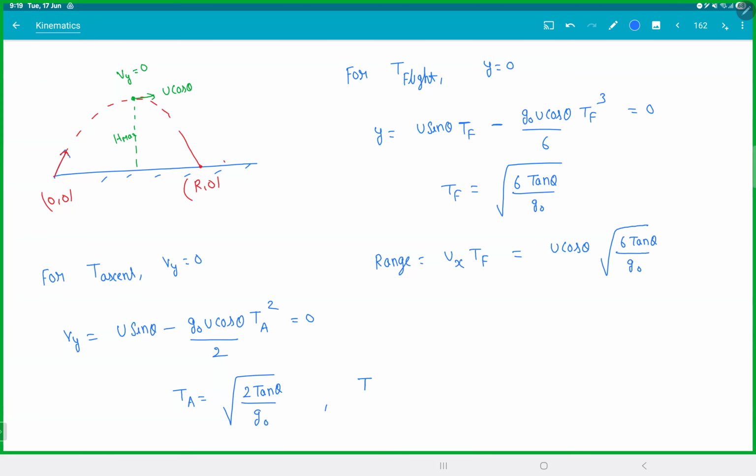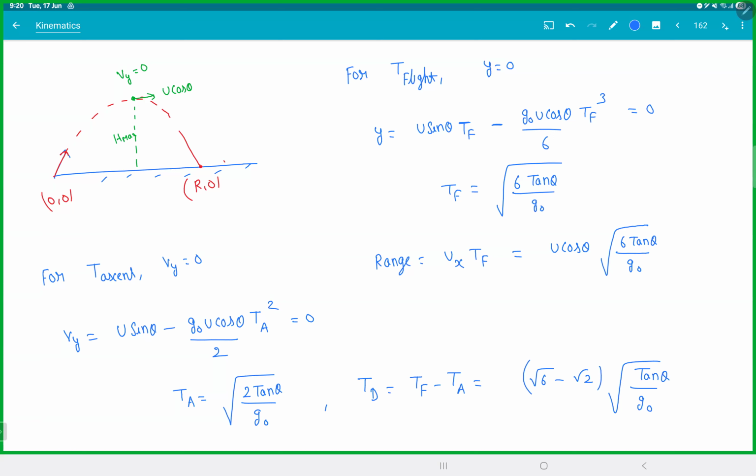So what will be the time of descent? Time of descent is nothing but time of flight minus time of ascent. That will be root over root 6 minus root 2 root tan theta by g naught. They are not equal. Clear with this? That itself is another question. Find time of descent. You can't just double the time of ascent here. Is this clear, everyone? Abhi tak question hua nahi.